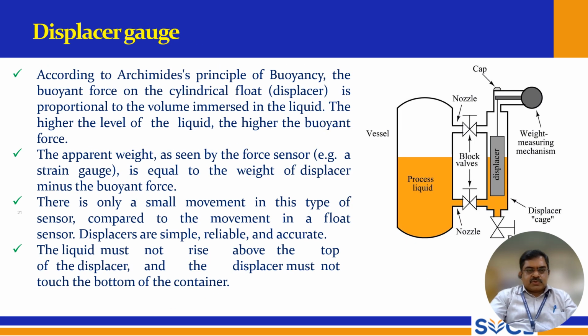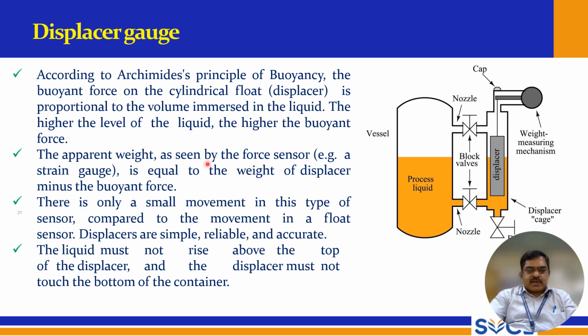using this type of indirect method. So, the displacer gauge. Here a displacer is placed. This is the displacer. According to the Archimedes principle of buoyancy, the buoyant force on the cylindrical float displacer is proportional to the volume immersed in the liquid. The higher the level of the liquid, the higher the buoyant force. So using buoyant force, it is measured.